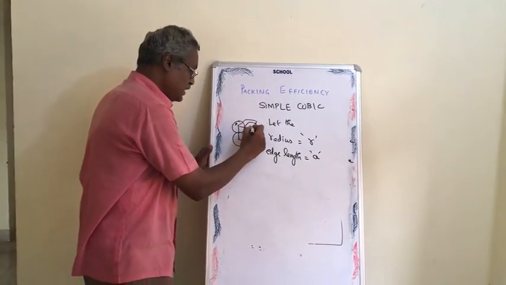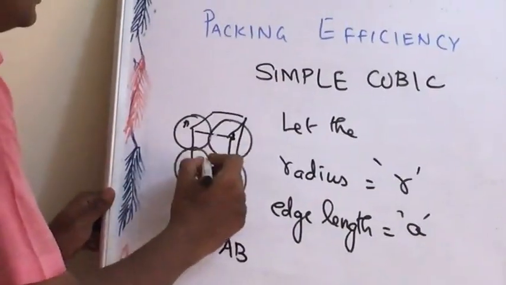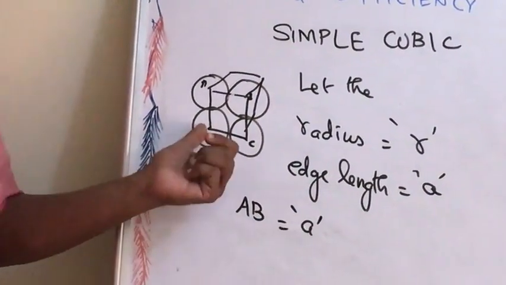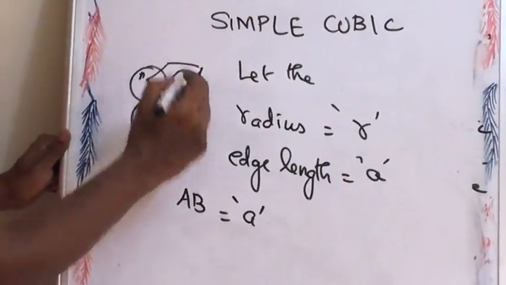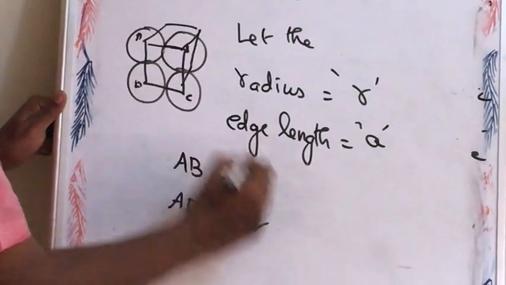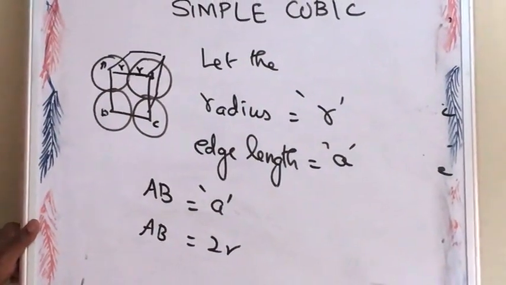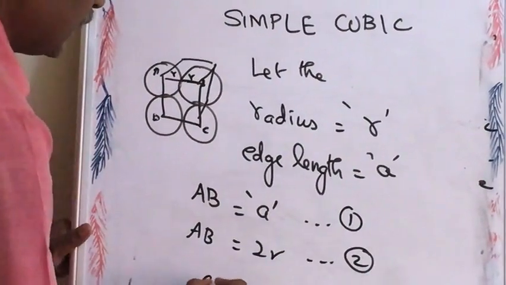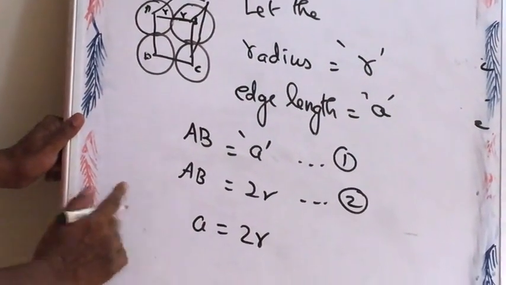Here this is A, B, C, D. If I consider AB, the edge AB equal to A centimeter. Let us keep it as equation 1. And we can see that this portion has radius R. So AB can also be written as 2R, because here one R is there, here one R is there. So AB is also equal to 2R. If I compare equation 1 and equation 2, then I get A equal to 2R.